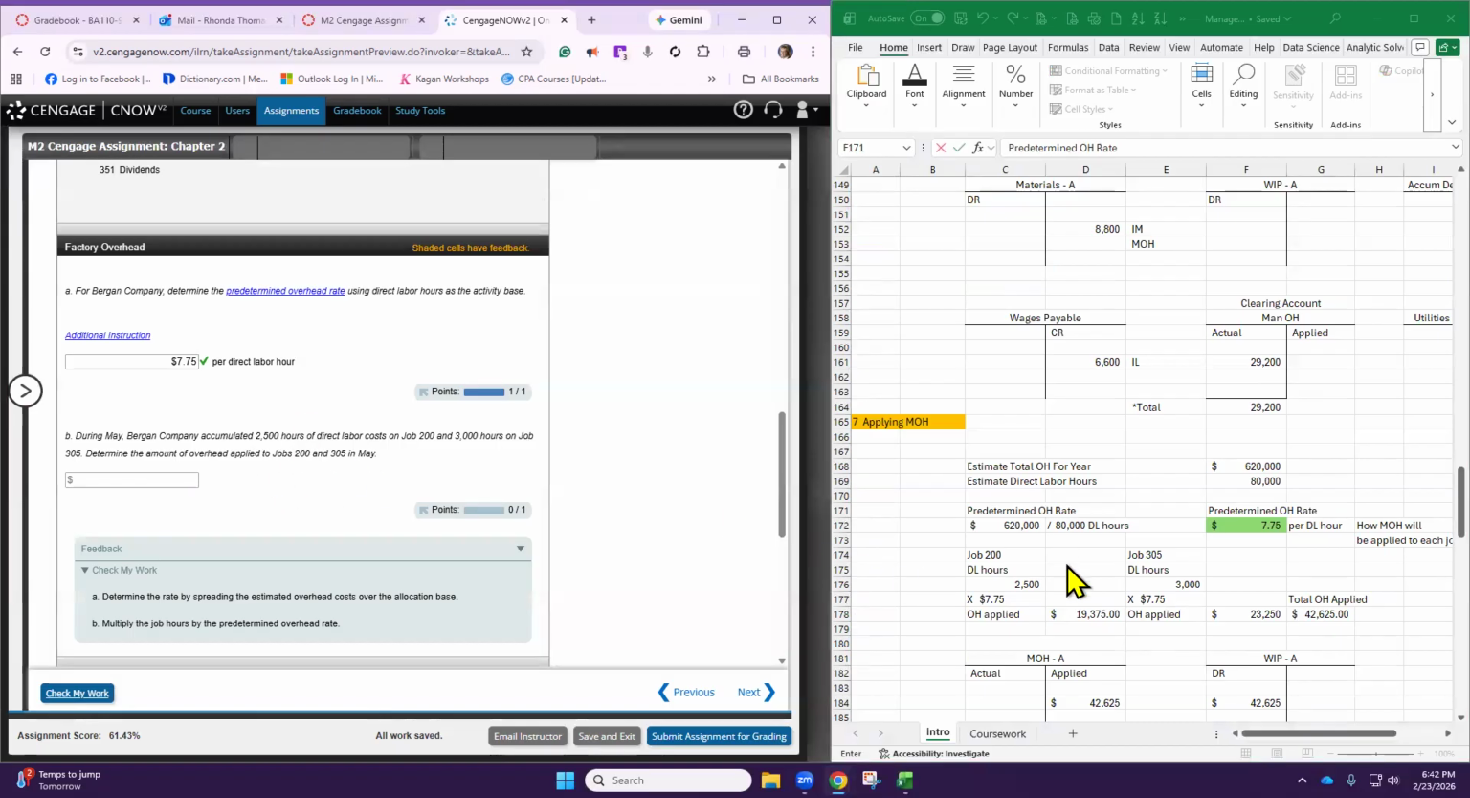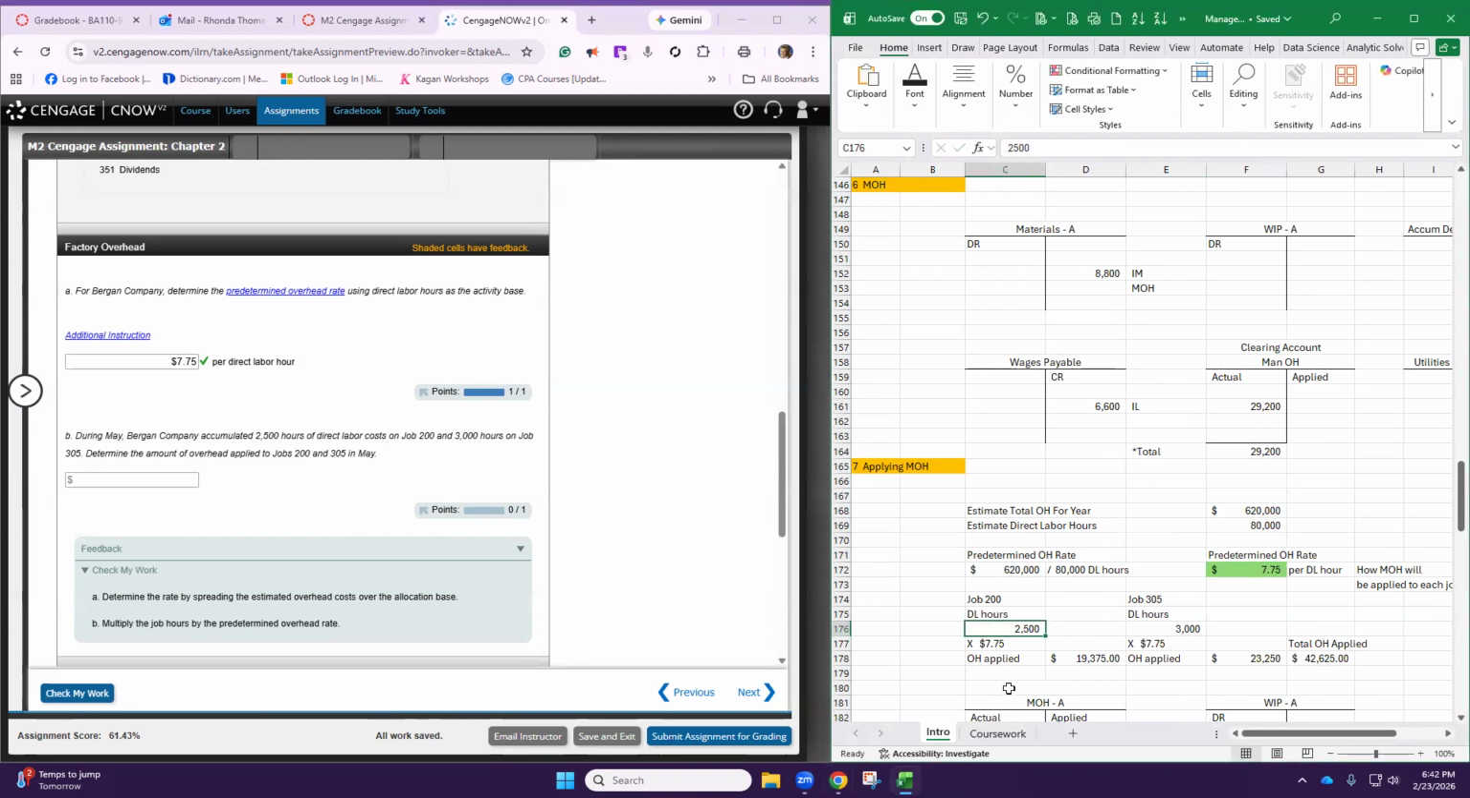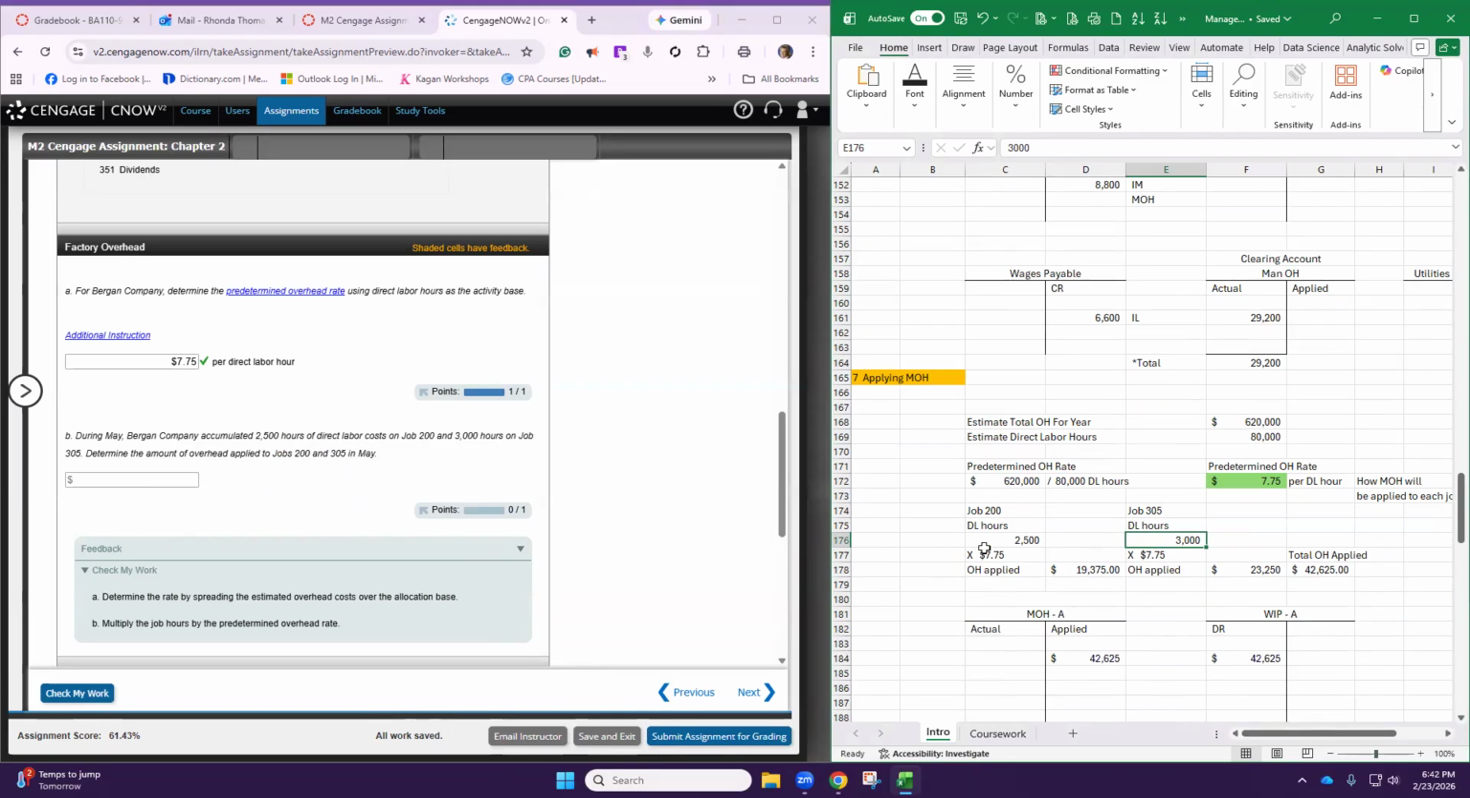And then now they're telling us, based on what we did up here, that we had 2,500 direct labor hours for job 200 and 3,000 direct labor hours for job 305. Determine the amount of overhead applied to WIP jobs 200 and 305 in May. Now we're going to calculate it. So here is the direct labor hours. And the amount is 2,500 times 7.75 is 19,375. And then this one will be 3,000 hours times 7.75.